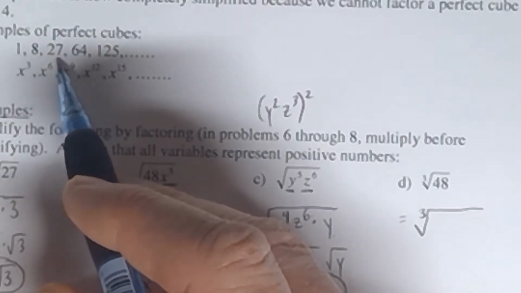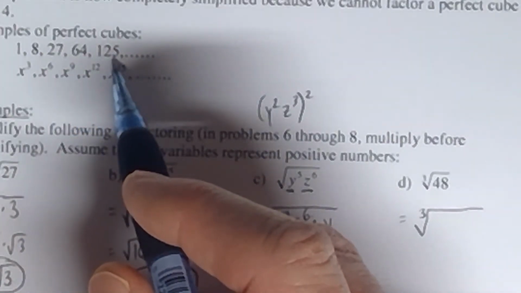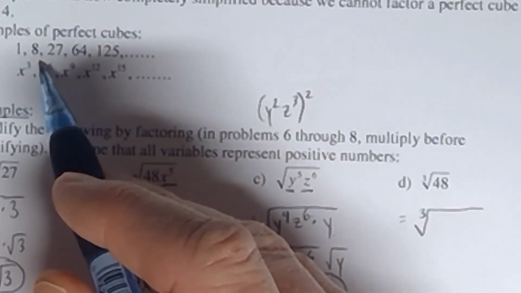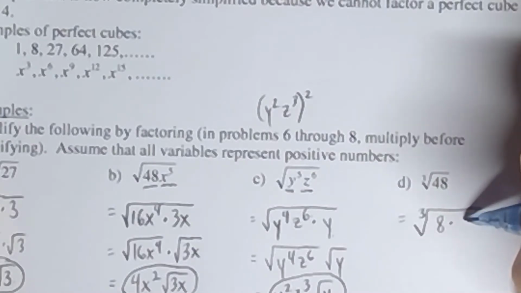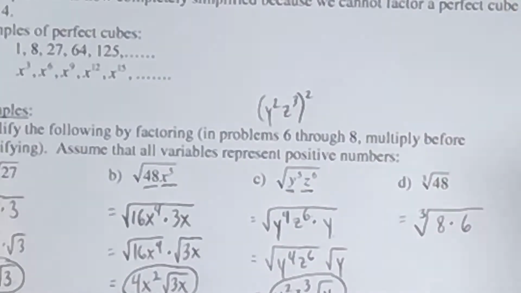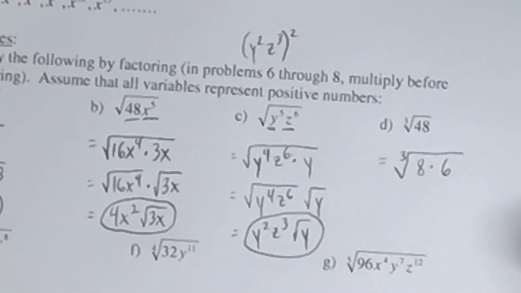Is 27 a factor of 48? No. And then the other numbers are too big for 48, aren't they? So the biggest one that was a factor was the 8. And since 8 times 6 is 48, I need to put the 6 there as well. And that's going to take me to what here?